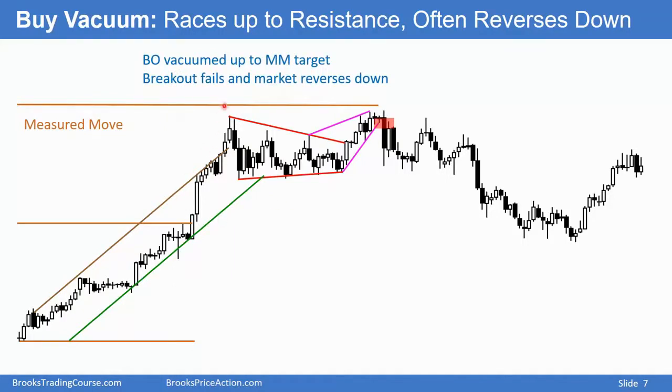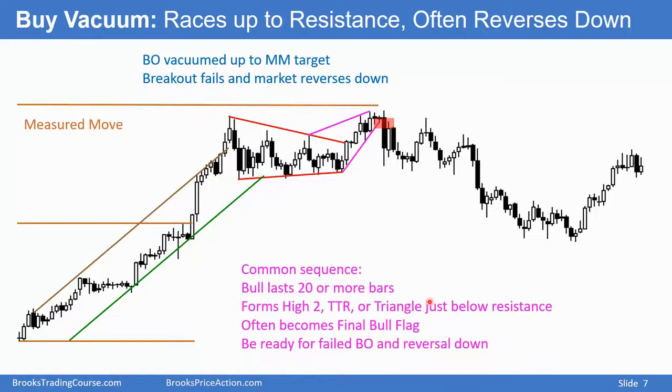The market raced up to the measured move target. This is strong enough up to expect at least a small second leg up. This might be it, this might be it. The market got vacuumed up to the measured move target. The breakout of the triangle failed, and the market reversed down strongly. And again here.